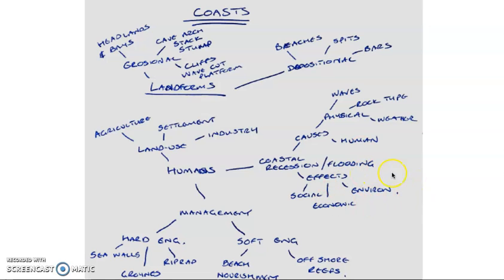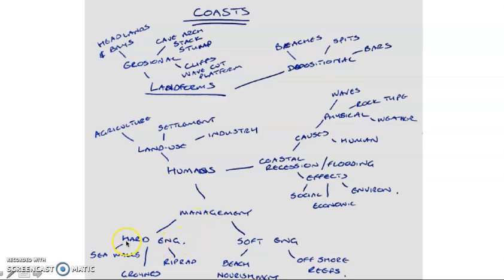Now, it's also important that you understand the effects of flooding and coastal recession: people losing their houses, losing money, the impact on jobs and on infrastructure, and the impacts on the environment, on the wildlife and on the habitats that are there. Now, there are ways in which humans can manage the coast, and you need to know the two main types and then examples of each of the main types within it.